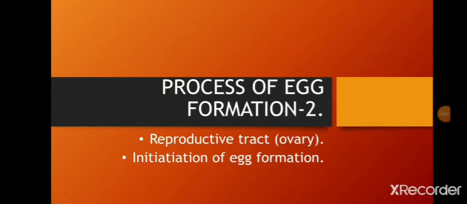Friends, in the last video of poultry farming, we discussed the process of egg formation part 1, that is, how egg formation takes place, its introduction and hormonal changes. In this video we are going to discuss the process of egg formation part 2 in the reproductive tract of the hen, especially the ovary, and how the initiation of egg formation takes place in the ovary.